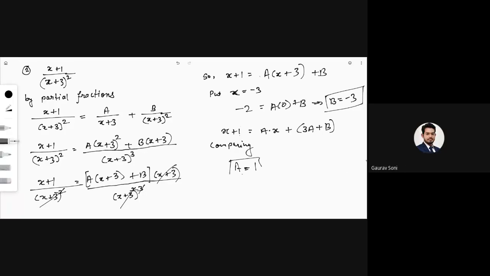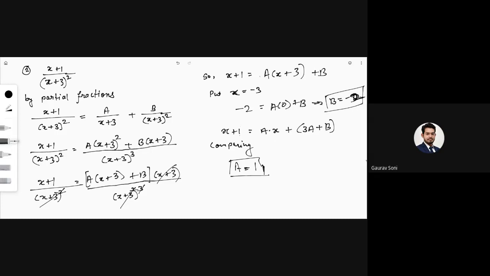Excuse me, sir. Sir, I did not understand how we got b's value as -3. Should be -2, I guess. Yeah, it should be -2. Okay, fine. If you want -2, -2. It is correct, right? b is equal to -2. Yes or no? Yes, sir.